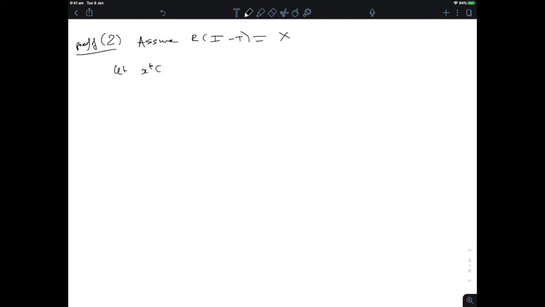I take an element x star in the dual, and I assume that it is in the null space of identity minus T star. And we know that T star stays compact. So now, what have we got?